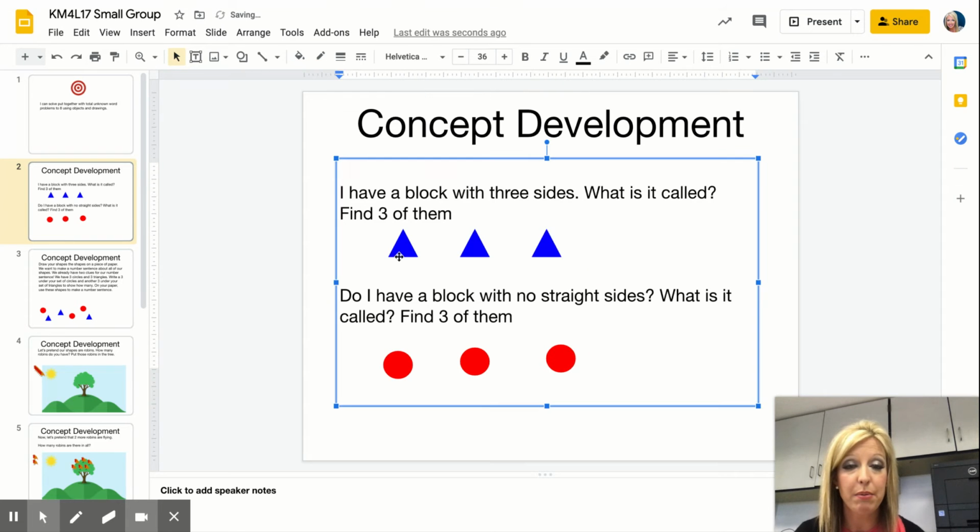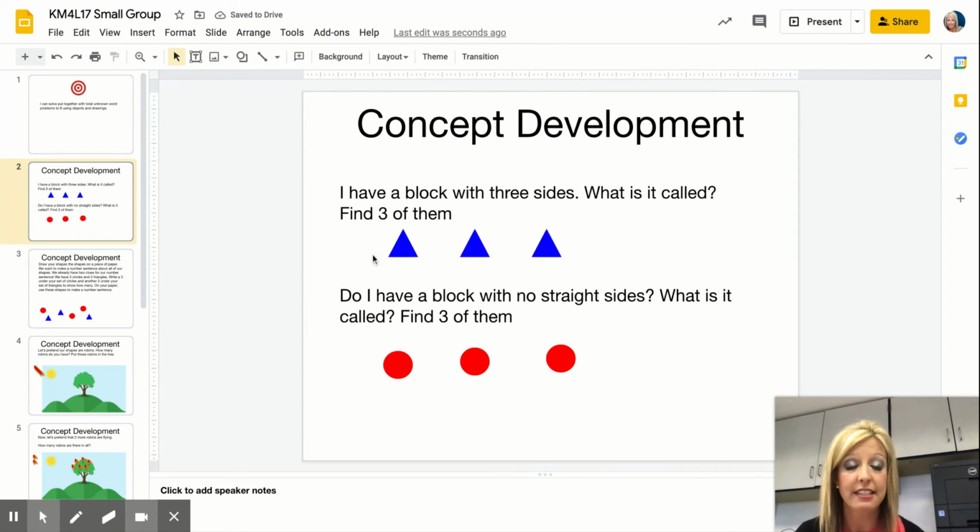So our shape with 3 sides is called a triangle. Very good. We have 3 of them. Let's count them together. 1, 2, 3. And then a shape with no straight sides that I have on my screen is called a circle. Very good. And I have 1, 2, 3. So I have 3 triangles and 3 circles.